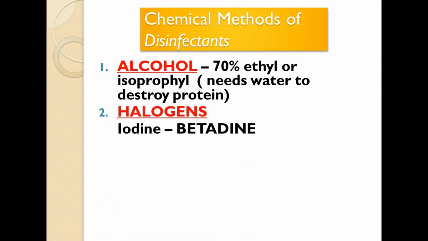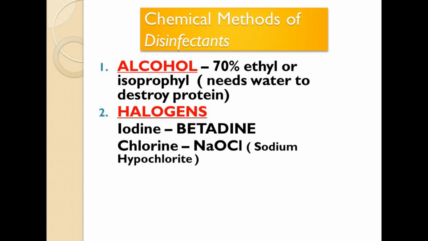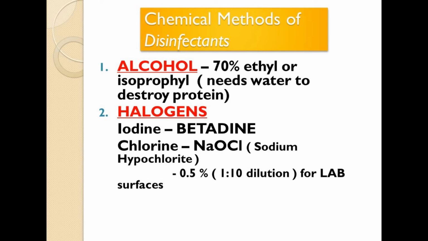Next is halogens. So examples are iodine or betadine. So chlorine or sodium hypochlorite solution, just like your Zonrox, or 0.5% or 1:10 dilution for laboratory surfaces. Ito yung ginagamit ng mga medical technologists or even nurses sa kanila mga stations if they disinfect their area.